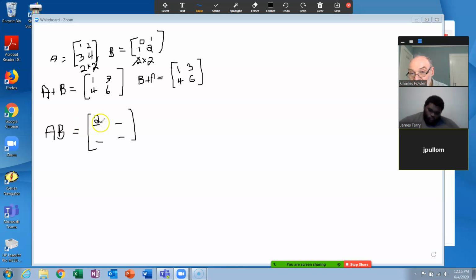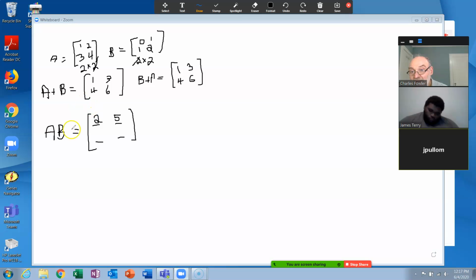Okay, this is the first row, second column. So you take the first row of A again, but this time by the second column of B. 1 times 1 plus 2 times 2, 4. That adds to 5. Perfect.